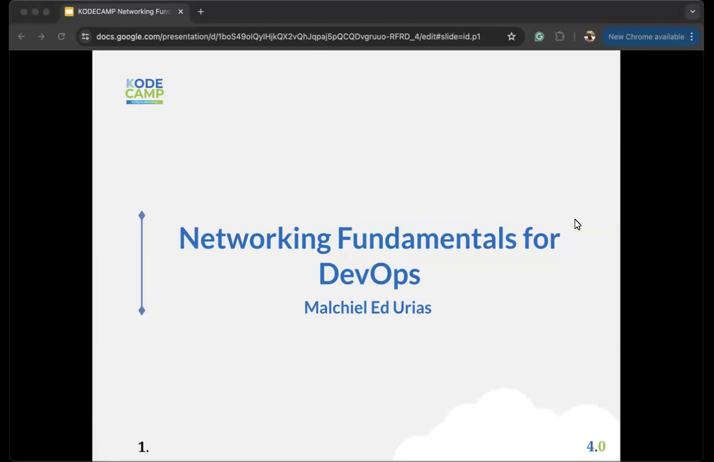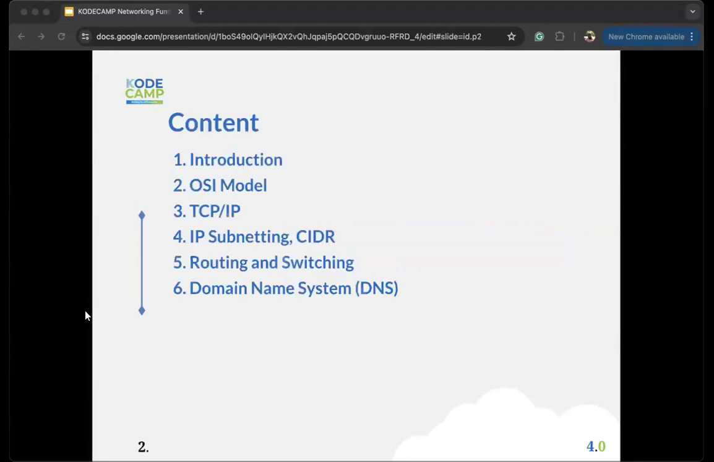This is a very important stronghold, an important pillar when it comes to system engineering and infrastructure engineering. That includes everything from DevOps engineering to site reliability engineering to platform engineering to systems engineering, a bit of cybersecurity engineering as well, and many other things. So let's take a look at the content.